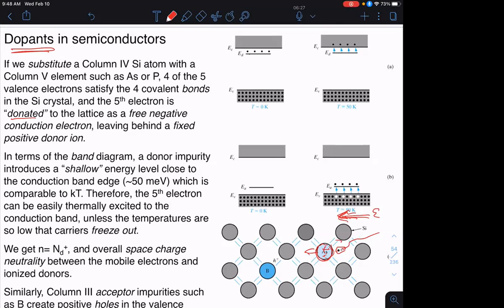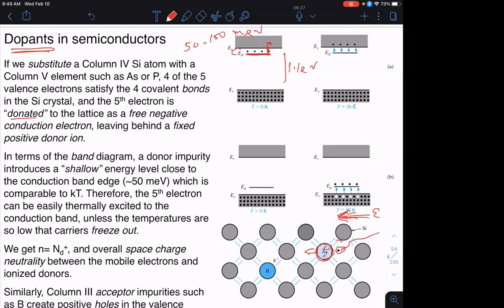And in the case of donors, those energy states happen to lie close to EC, the bottom of the conduction band. How close? Well, the magnitude of the energy gap in silicon is 1.1 eV. The spacing in energy over here is maybe about 50 to 100 meV, milli-electron volts. So it's very, very close. Notice it's comparable to kT, which is 25 milli-electron volts. So because that energy separation is so small, this 5th electron can very easily be excited into the crystal.